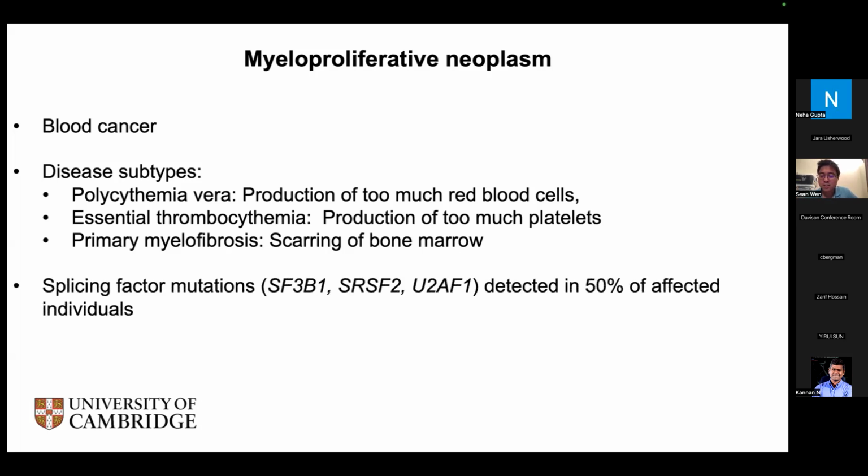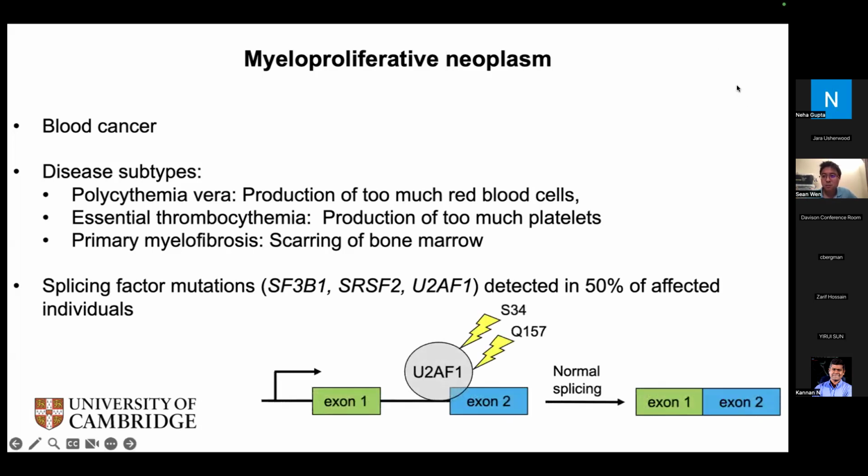And so why is this disease so relevant for us to study splicing in, or at least to show you the application of Marvel? The reason is because in half of the individuals with this disease, we find mutations in splicing factors such as SF3B1, SRSF2, and U2AF1. And just to remind ourselves, the splicing mechanism has one very simple job, which is to remove the introns and to give us the right combination of exons to give us a functional protein.